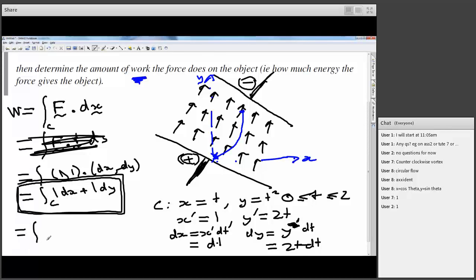So now I've got the integral from 0 to 2, we're changing everything to t's, of 1 dx, which would be 1 times dt, plus 1 times 2t dt, so plus 2t dt. Now if instead of 1s you had an x or a y there, anytime you see x, you just put t, anytime you see y, you just put t squared, just sub in. Make it a normal integral with all dt's, so the integral of 1 plus 2t, like that.